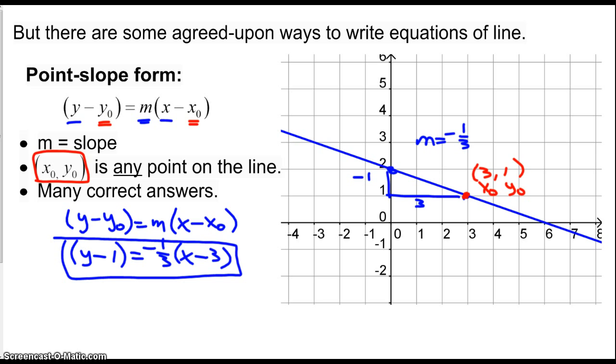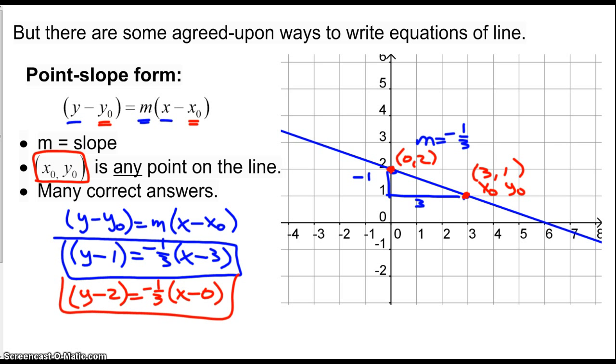And it also means that there are many correct answers because you can get a different answer depending on which point you picked. If I had picked, say, this point, which would be 0, 2, then the point-slope form equation would look like this. It would be y minus 2 equals negative 1/3 x minus 0. So you can get a different point-slope equation depending on what point you pick. And both of those are perfectly acceptable point-slope form equations for that line. Okay, so 4 forms: standard form, general form, slope-intercept form, point-slope form.